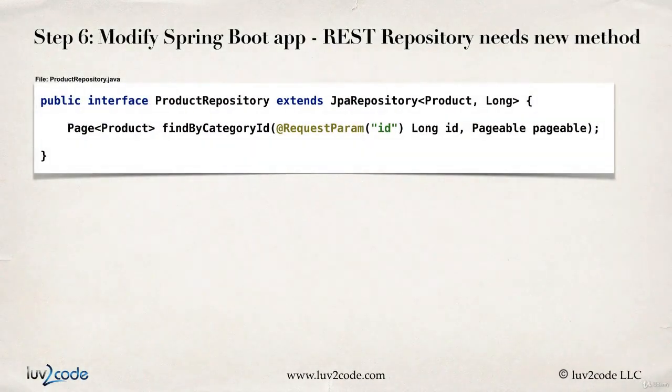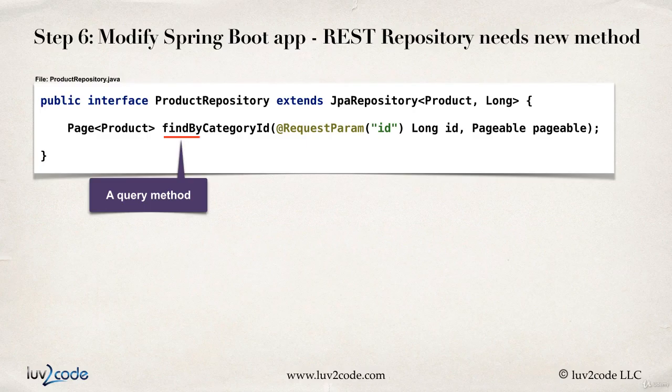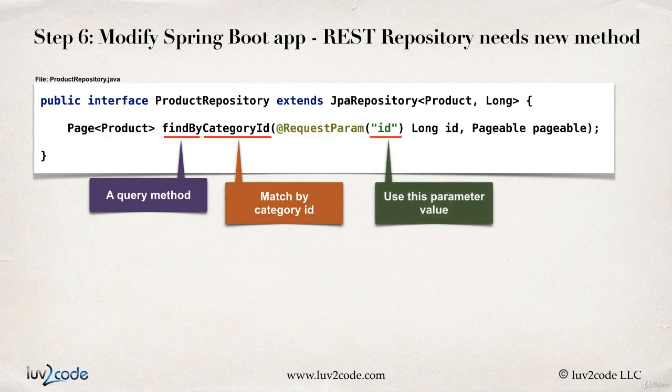All right, so let's break this down a bit. Here's our query method. Find by says, hey, that's a query method. And then we have by category ID, so it's going to match by category ID. And then we pass in this request param ID. So we tell it, hey, use this parameter value to match on.